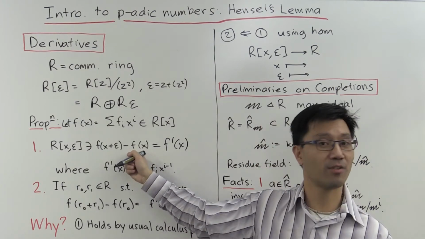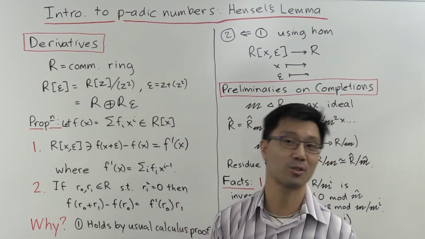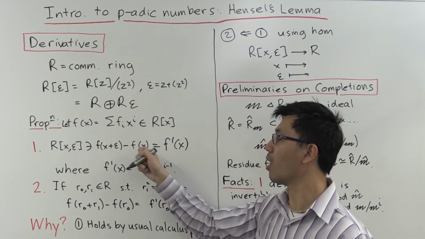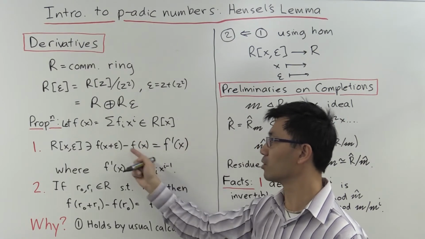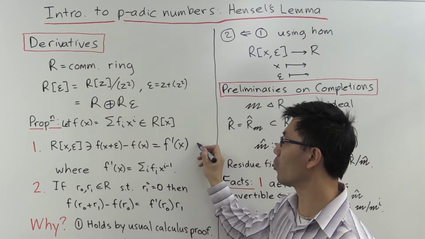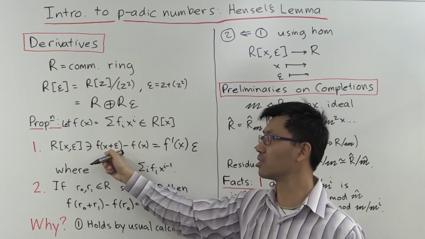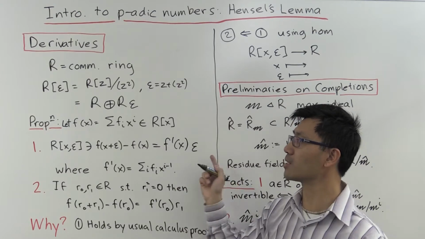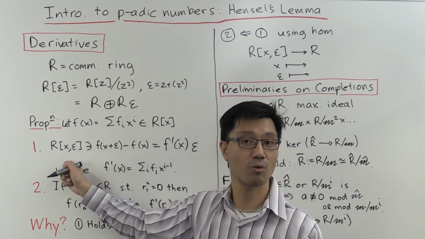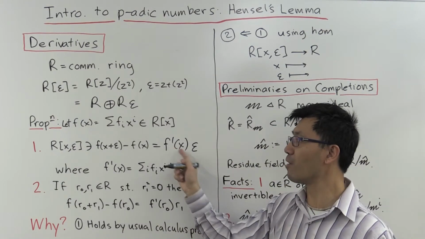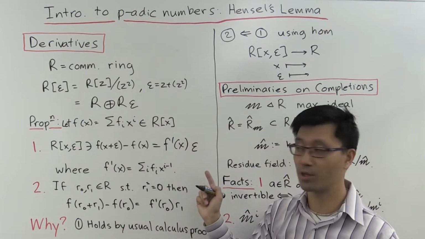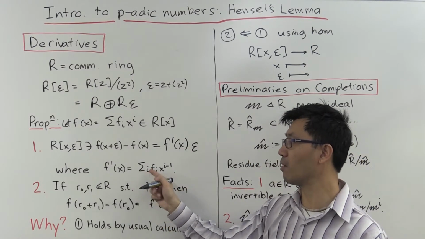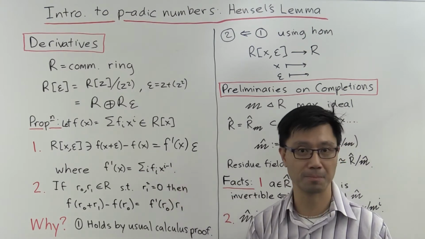Of course, you can't divide by epsilon inside here because epsilon squared is equal to 0. But what is true is that if you multiply both sides of the usual definition for the derivative by epsilon, you get a true equation. So in other words, if you look at the difference of these two, you get f'(x) times epsilon. So this is something that holds inside this ring here. And this derivative here, this you can use as the definition for the derivative of f, is given by the usual formula. Okay, it's just the sum of i times f_i x^(i-1).